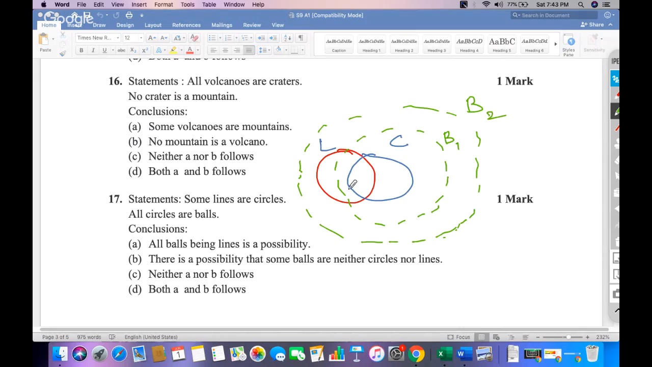So there can be one more condition. Some lines are circles, so we are not drawing that. Some lines are circles means this is line, this is circle, and this is ball. So third condition is this. So all balls being line is a possibility.